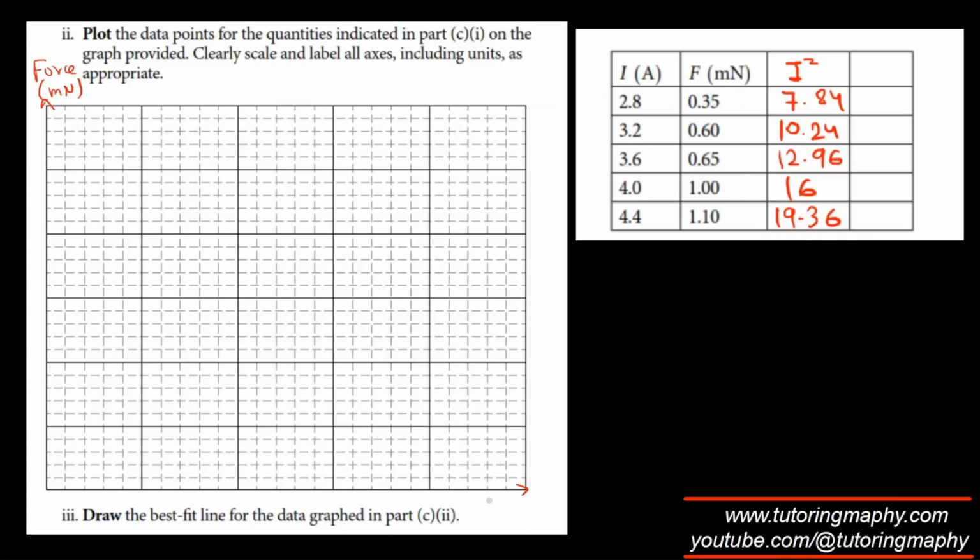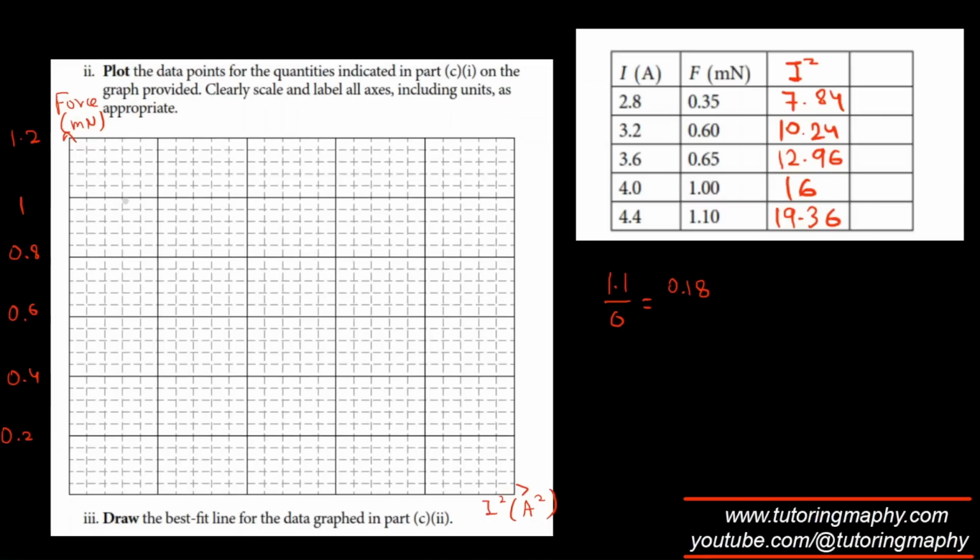The x-axis is going to be I square, and the unit is ampere square. There are 1, 2, 3, 4, 5, 6 blocks on the vertical side, and the maximum value is from 0 to 1.1, I would say. 1.1 over 6 is going to be 0.18, so I'm going to take every partition as 0.2. So this is how the y-axis looks.